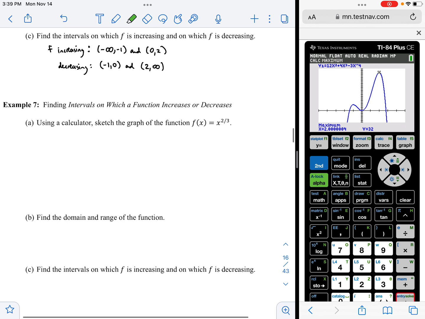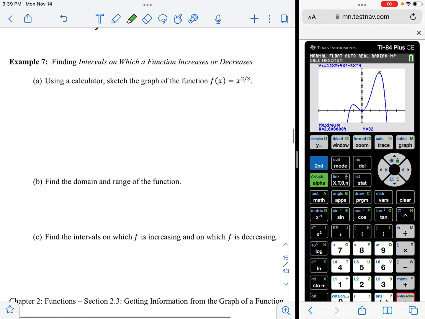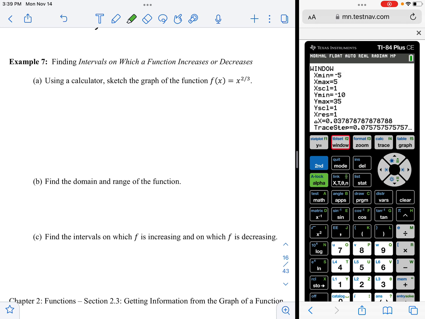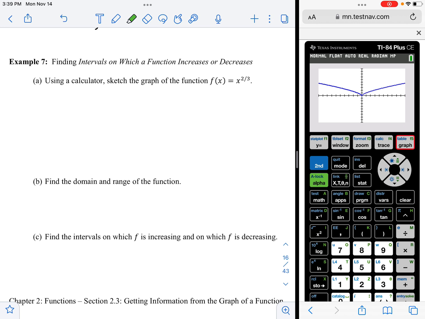Let's go ahead and finish with example 7. So we're going to go back to our calculator, and we're going to type in x to the power of 2/3. Make sure that when you type in the power, it's 2 divided by 3. The whole thing is in the power. Okay. I'm going to go back to just a standard window to start. So we're going -10 to 10 for x, and then -10 to 10 for y, and we get this type of function here.